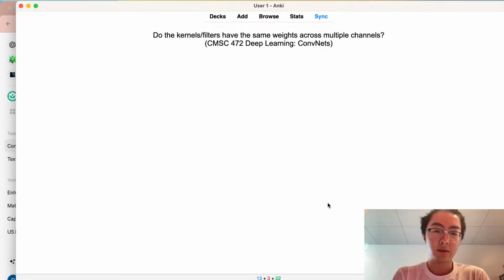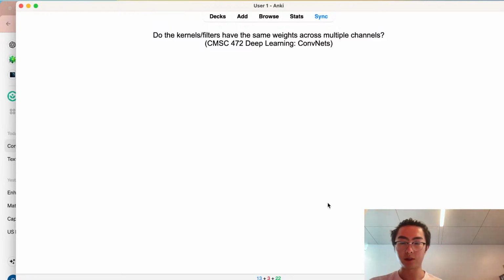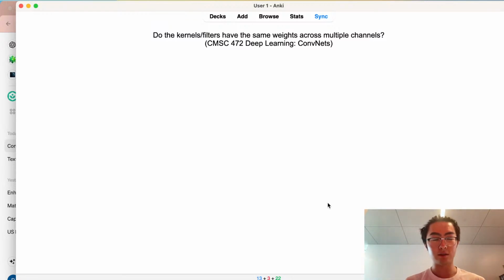Do the kernels/filters have the same weights across multiple channels? No, they do not. Usually multiple channels represent different features that are supposed to be learned, so the weights there are different.